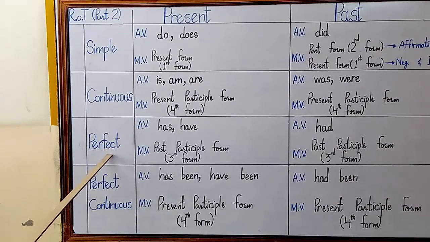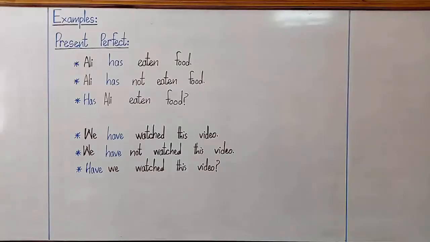In present perfect, we use has and have as auxiliary verbs, and we use the past participle form, which means the third form of the main verb, in present perfect sentences. These are the examples of present perfect tense, with the usage of the auxiliary verb and the past participle form of the main verb.